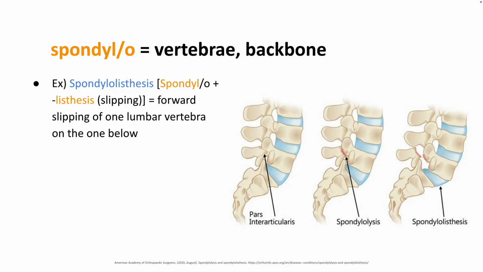Lysis means like breaking or cutting of something. So you get a fracture or cut there. And as a result of it, it might slide forwards, causing spondylolisthesis. As you can see, this part slid out to the front from it.